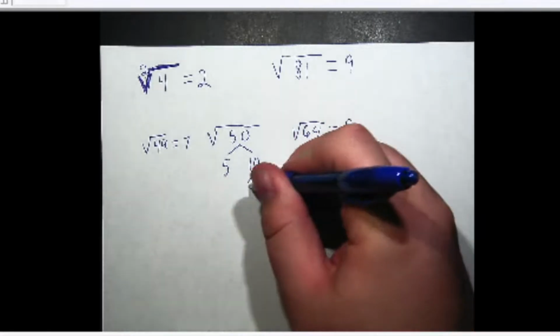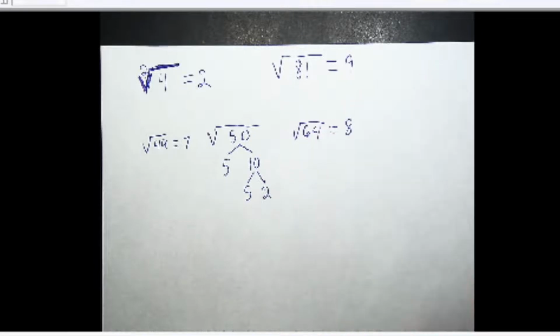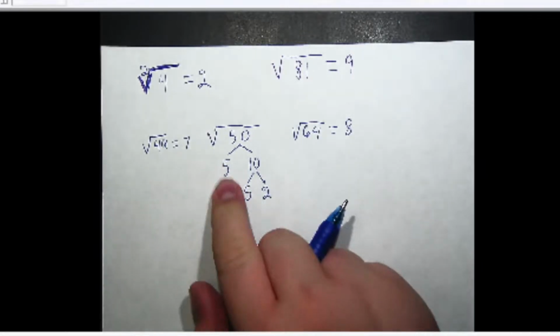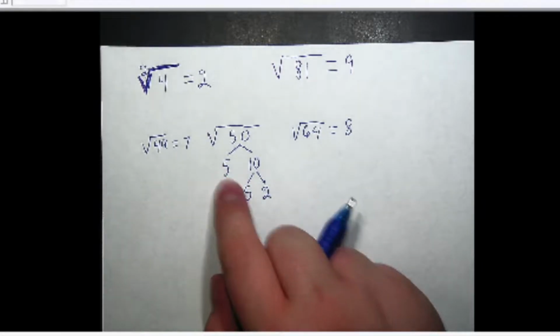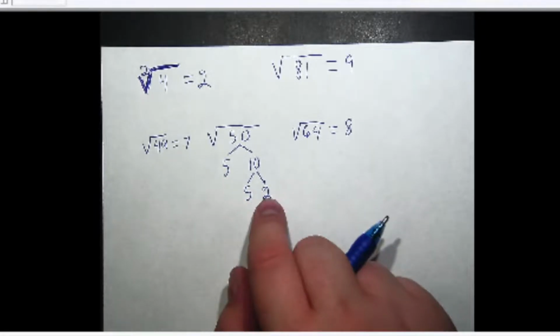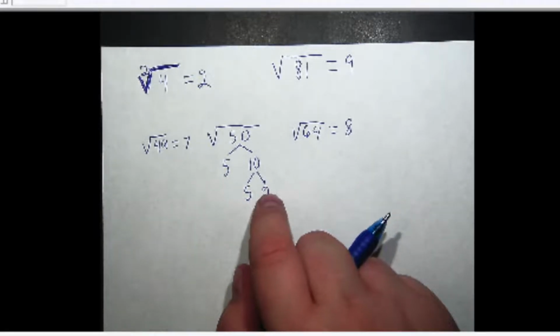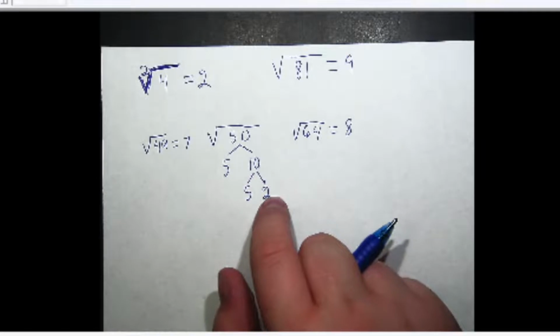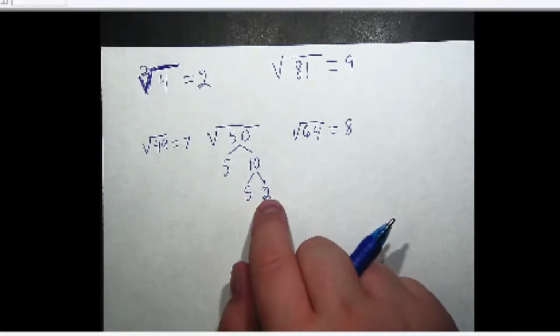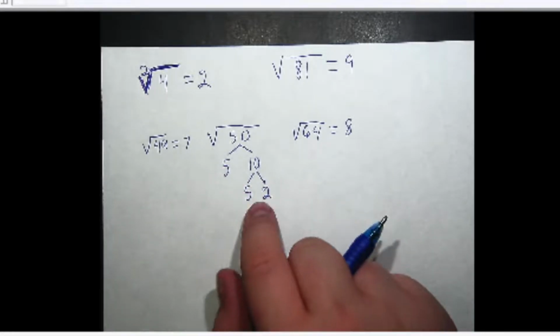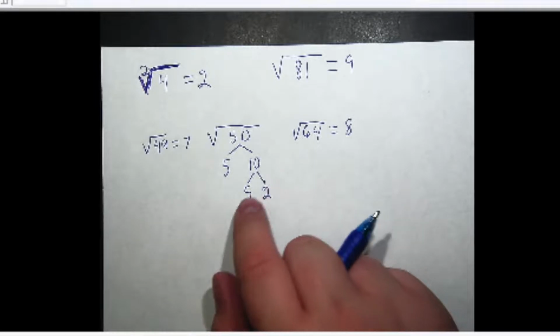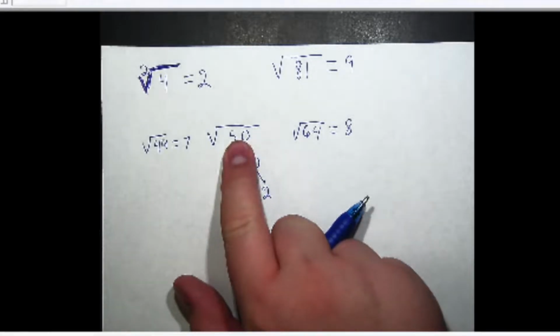Good. Now, we can't break down that 5. It's prime. Same thing with these numbers. They're both prime. In other words, we've run out of things that we can break down. These are the prime factors of 50. So we could multiply 2 times 5 times 5 to get 50.